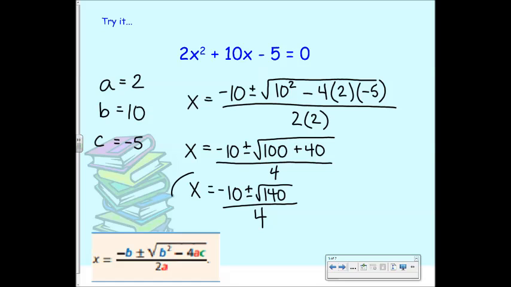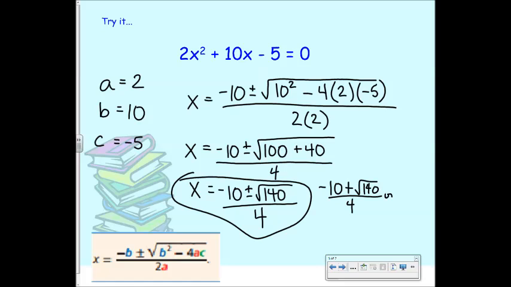Now, how many answers are there here? 2. There are 2. Why? Because positive or negative. So this could be negative 10 plus square root of 140 over 4, or it could be negative 10 minus square root of 140 over 4. You don't need to write these 2 answers out. You just need to know that this means there's how many answers? 2. Whenever there's a plus minus sign, it means there's 2.